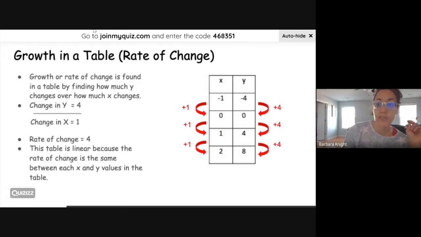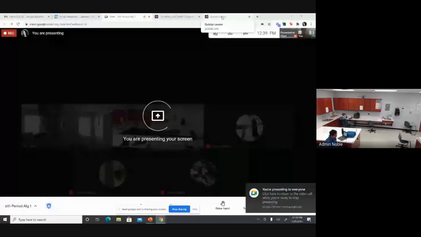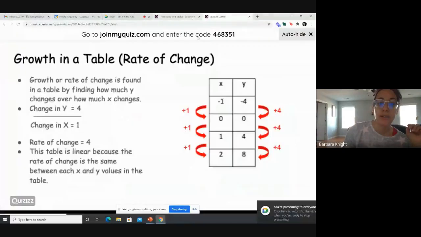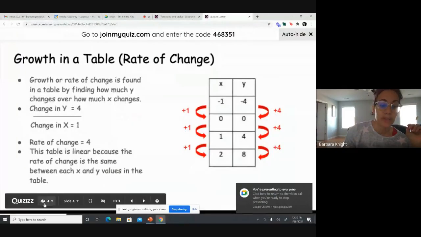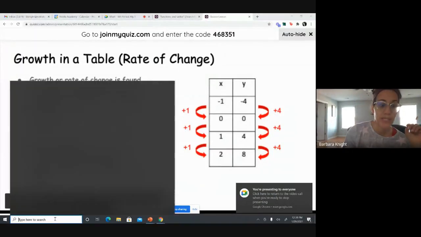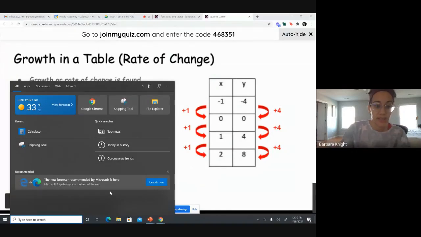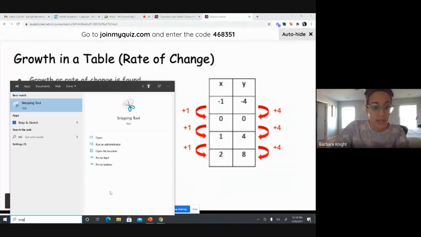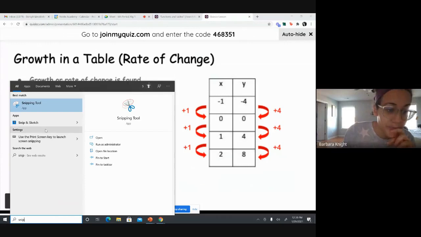So actually, I'm going to present my entire screen now. Let me present my entire screen. Okay, so I'm going to, where's my snipping tool? Snip and sketch, where is it? There it is.